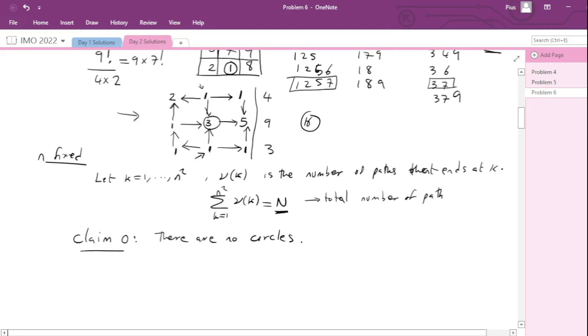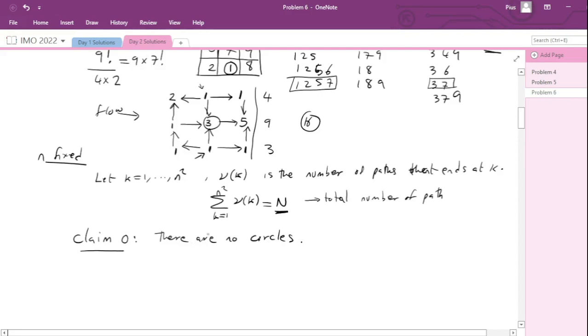Okay, so I'll refer to this as a flow, or kind of a network. Just refer to it as a flow. By circles, we mean that we can start from one of the vertices and follow the arrows and end up back at that same point. That would be a circle. So we're saying there are no circles, so it's not possible to go around and get back to the same vertex. So why is that?